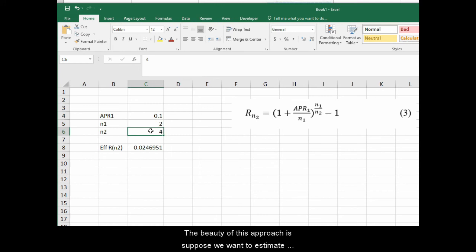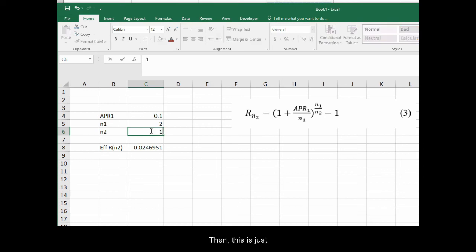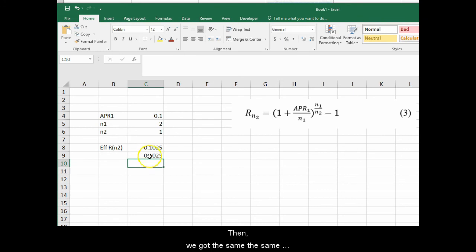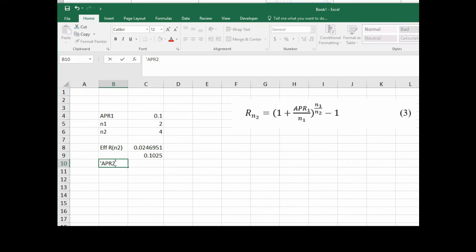The beauty of this approach is, suppose we want to estimate the effective annual rate, then N2 is just 1. So this is 10.25%. So we can use the same formula with 10% as APR1 and N1, and we get the same result. Okay, so let's go back to APR2. APR2 will be the effective rate times its compounding frequency.